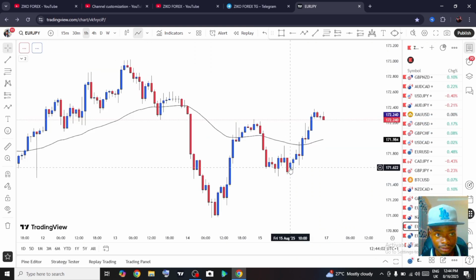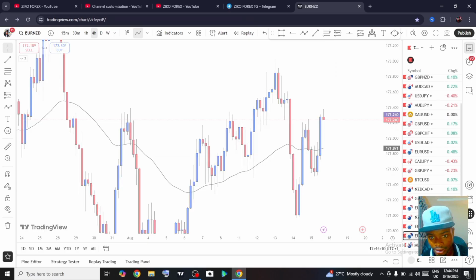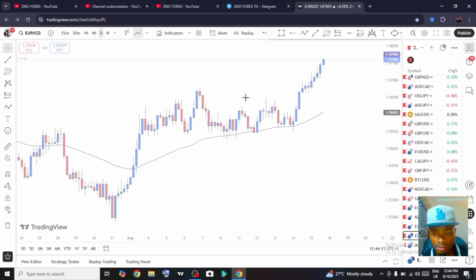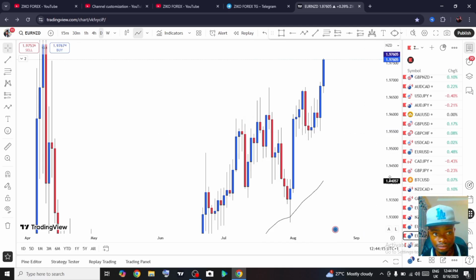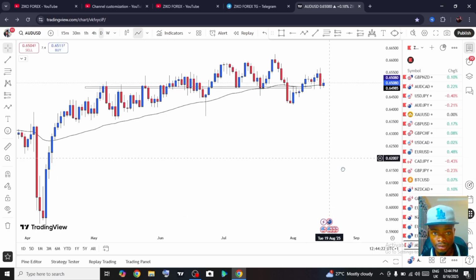Euro JPY. I think we pretty much have enough pairs for this week, guys. Euro JPY is bullish. I don't like it. And the last pair.